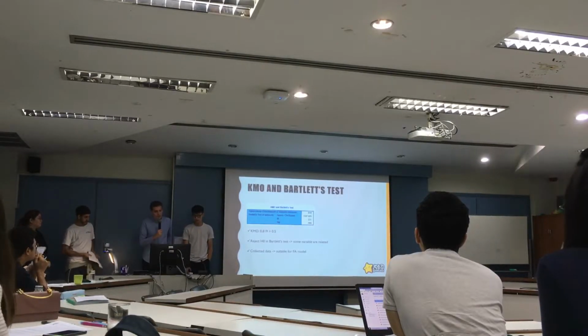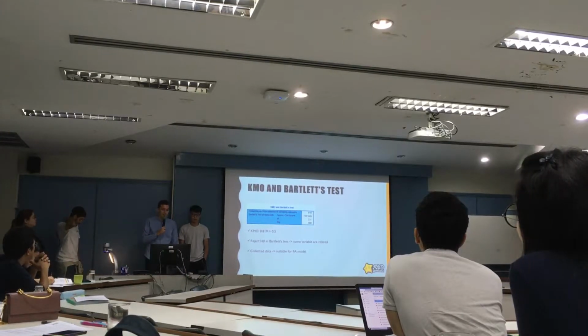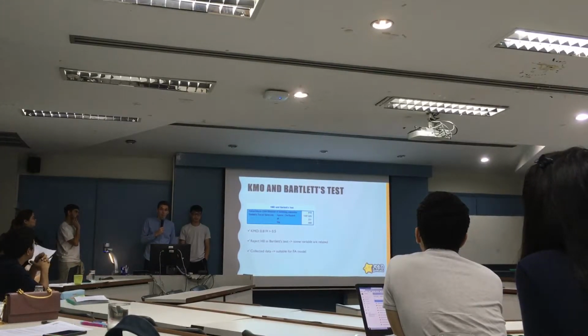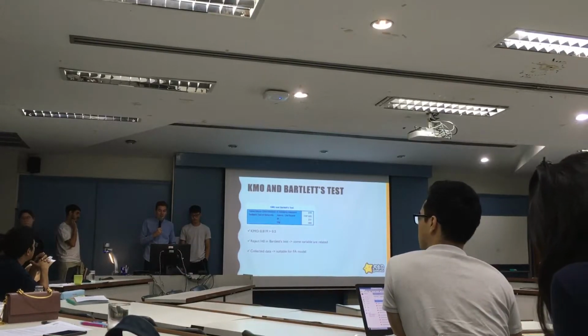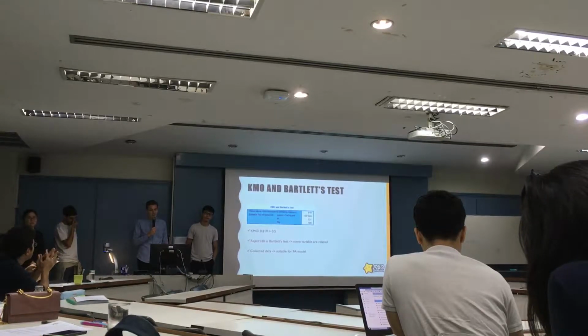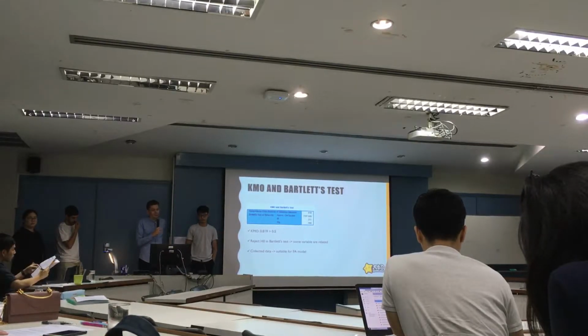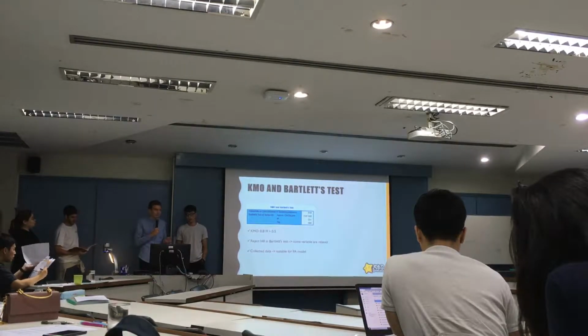The next step, we did the KMO and the Bartlett's test. First of all, the KMO measure was above 0.5, so it is suitable to do the factor analysis. And the second step, the p-value of the Bartlett's test was checked. It was 0.00, which means that we reject the null hypothesis. And this means that some of the variables are related. So the data we collected is suitable for the factor analysis model.